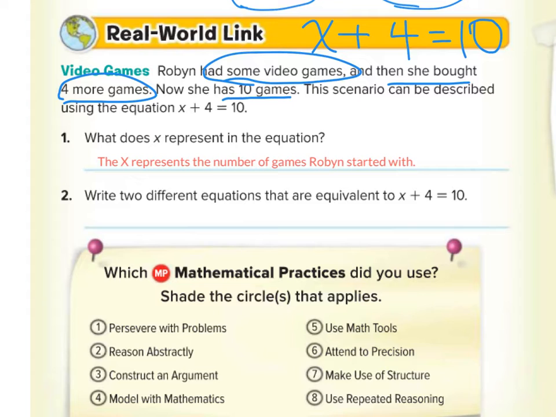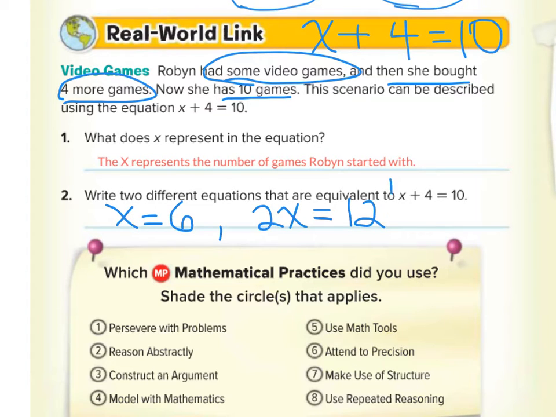Well, one would be, we already know, x equals 6. That would make it true. Or, if we wanted to, 2 times x, so 2x, equals 12, since we already know that x is 6, right?